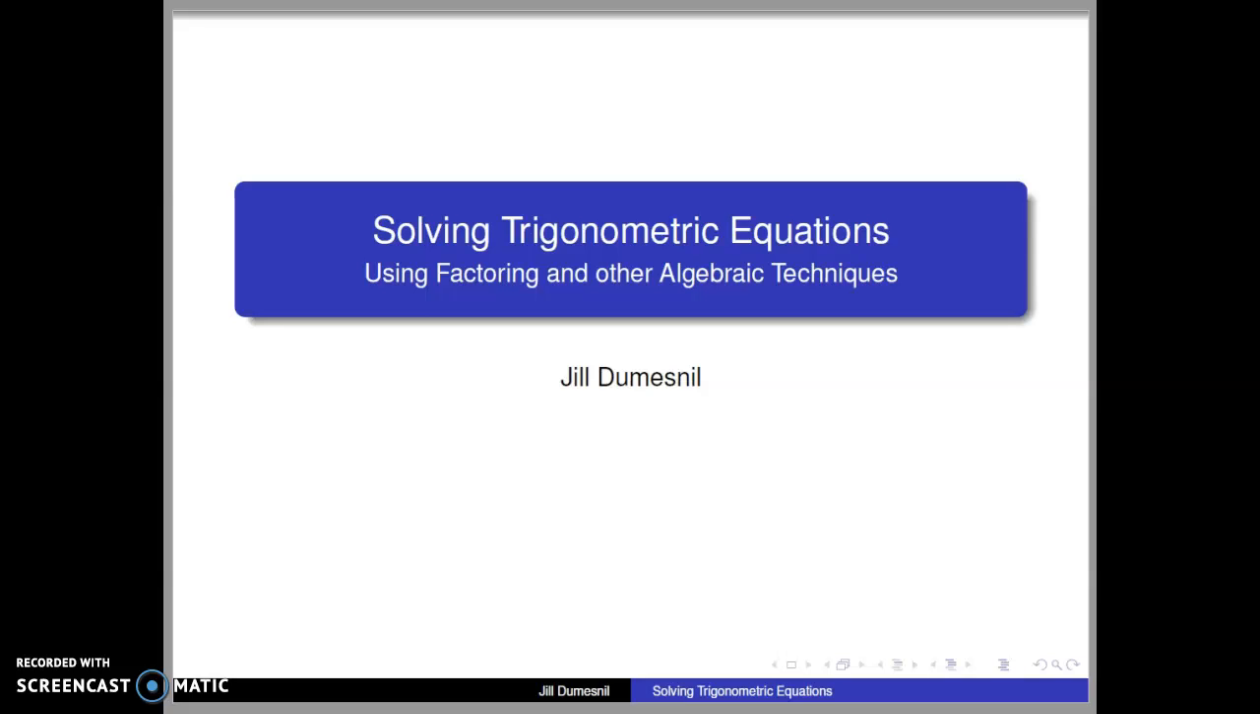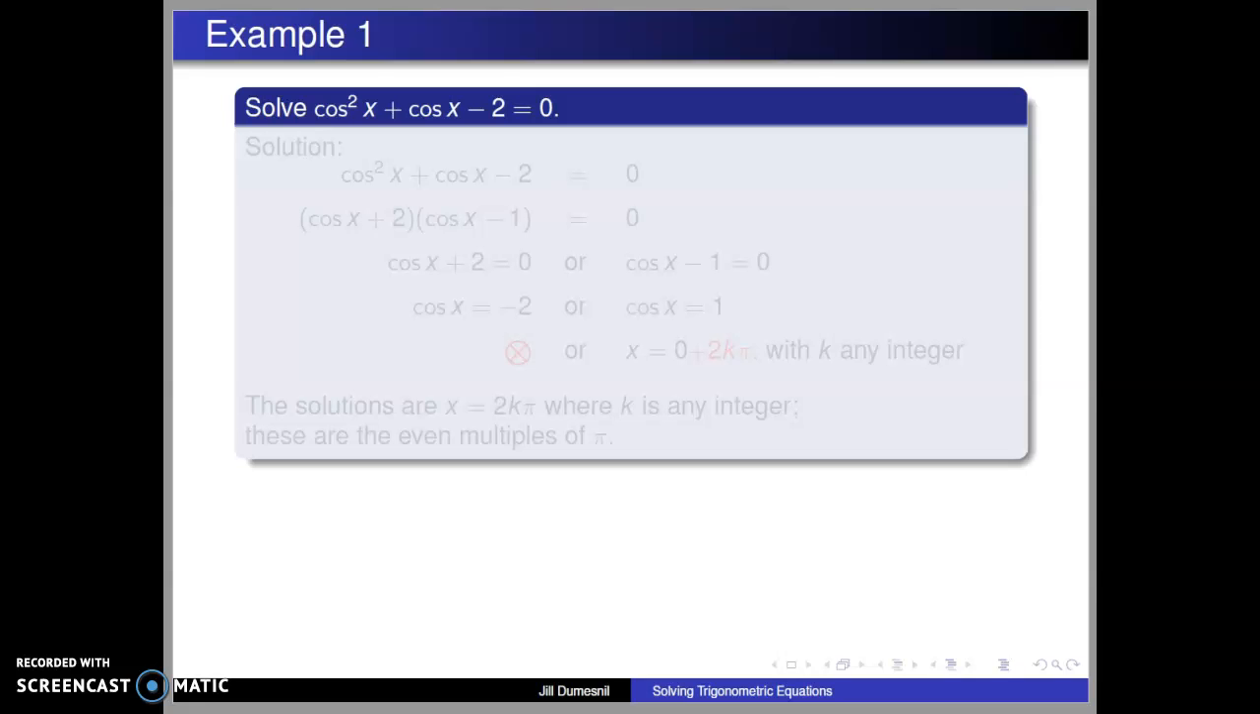In this video, we discuss solving trig equations using factoring. We will jump right in with 5 examples. First, solve cosine squared x plus cosine x minus 2 equals 0.